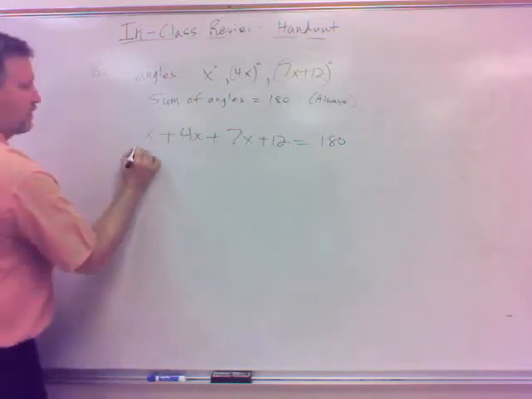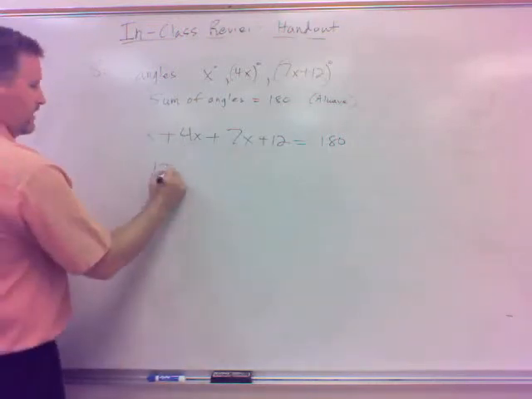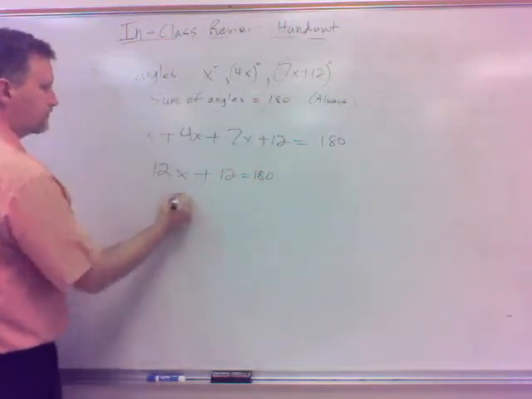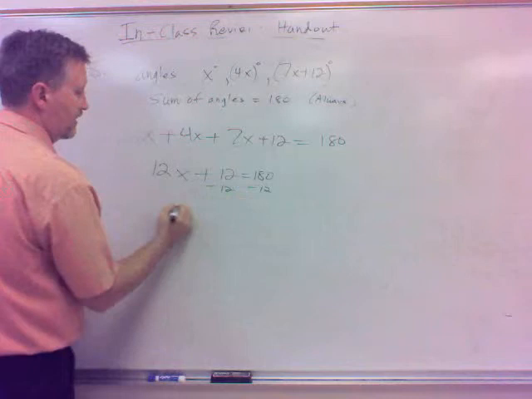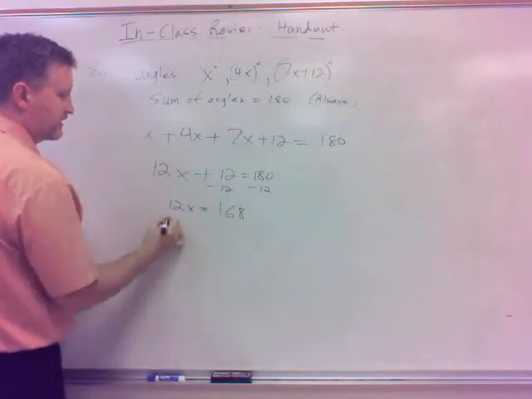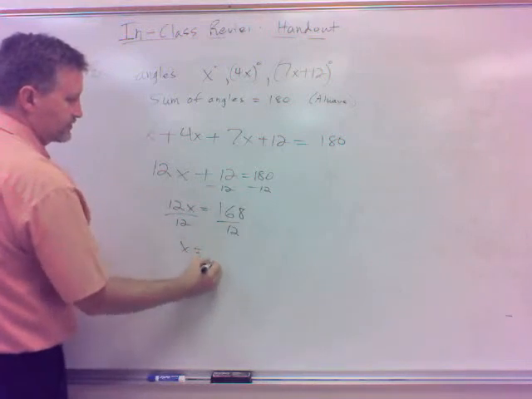So what do we got here? 1x, 4x, and 7x is 12x, plus 12 equals 180. Subtract the 12, and we've got 12x equals 168. So we divide by 12, and we've got x equals, looks like 14.